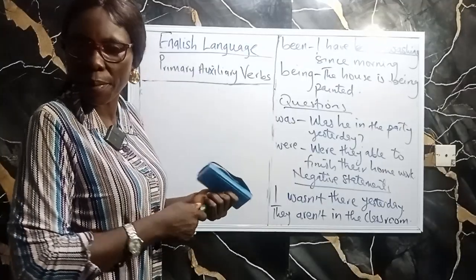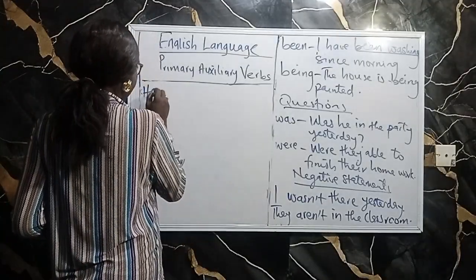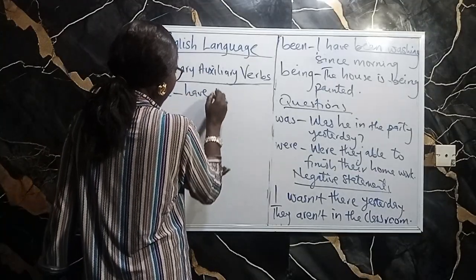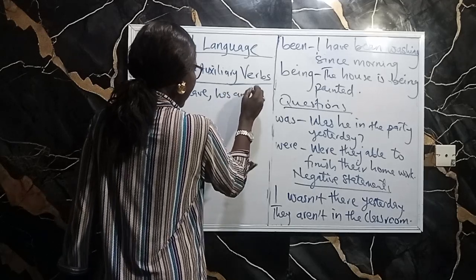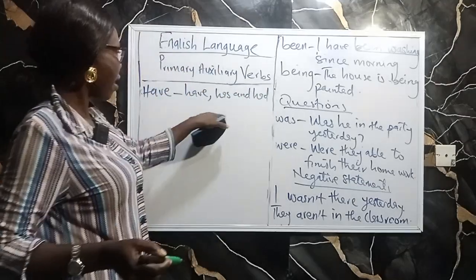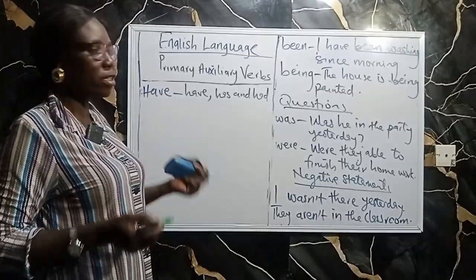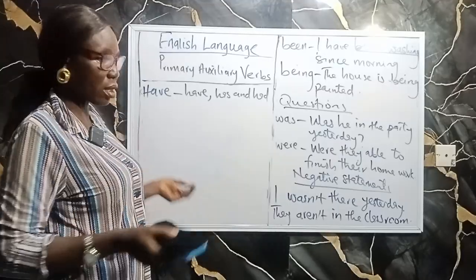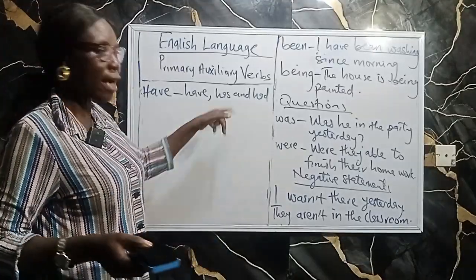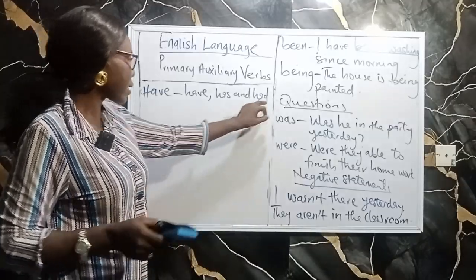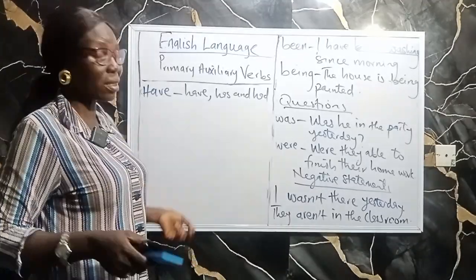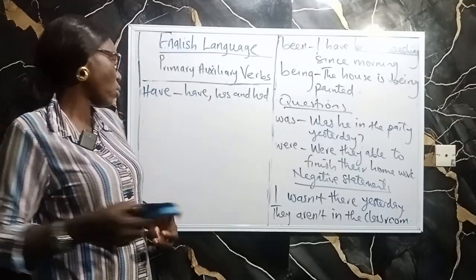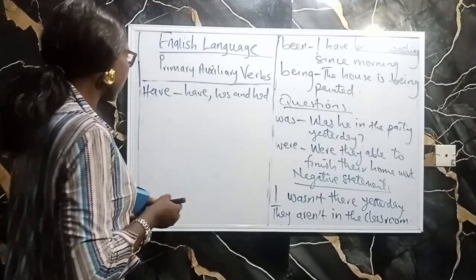We have the verb have. Remember, under have we have have, has, and had. Have is used for plural subject. I hope you know what we mean by subject, the performer of the action. Then has is used for singular subject, and had can be used as past tense. It can also be used to show that something has happened before another one. So let's use them in sentences.